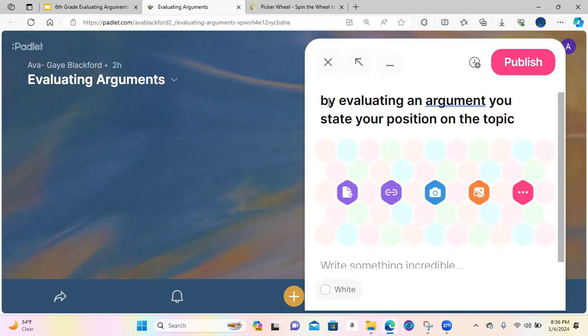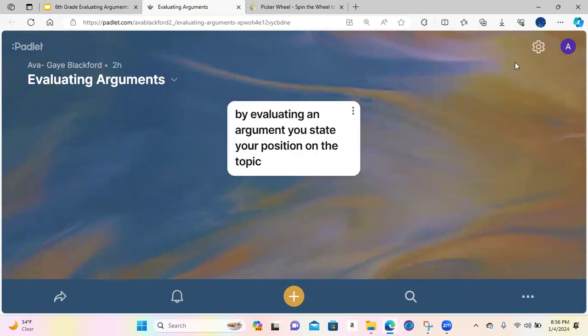So one person might submit this answer. By evaluating an argument, you state your position on the topic. So go ahead and pause the video and submit your response on the Padlet.